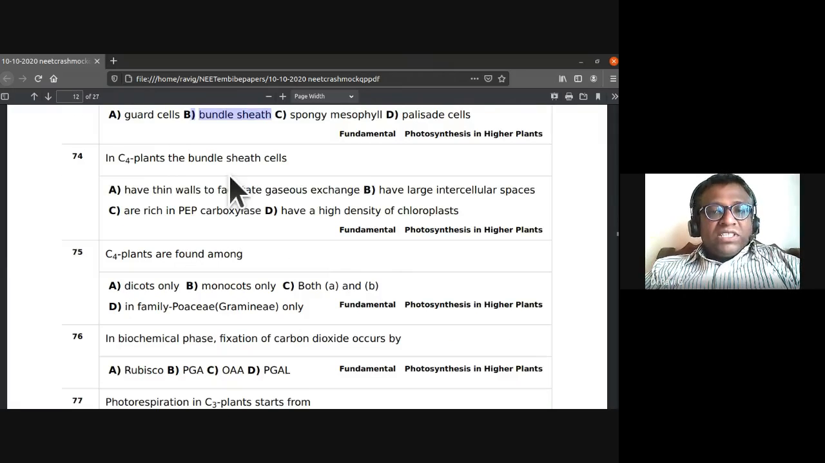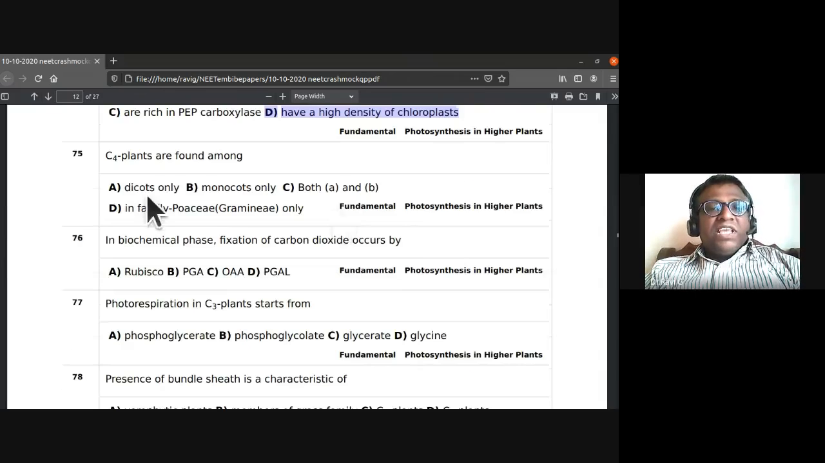74th, in C4 plants, the bundle sheath cells have thin walls to facilitate gaseous exchange, have large intercellular spaces, are rich in PEP carboxylase, or have a high density of chloroplasts. In C4 plants, the bundle sheath cells have a high density of chloroplasts. So that is the right answer. C4 plants are found among dicots only, monocots only, or both dicots and monocots? You can find C4 plants in both. 75th, C is the answer.